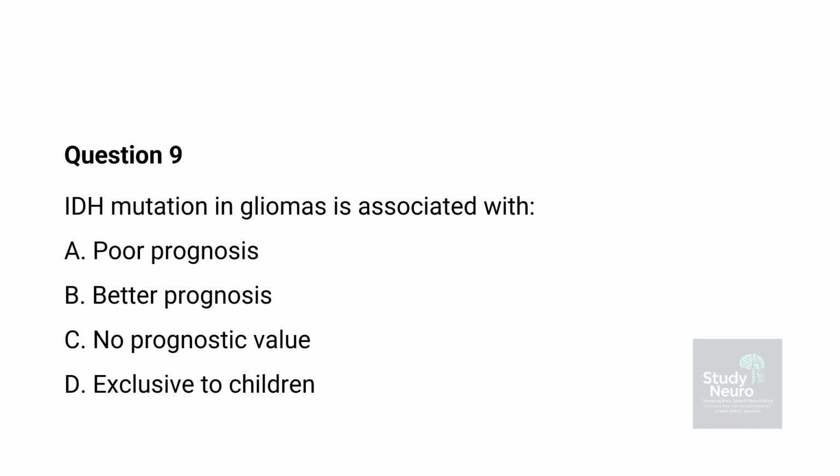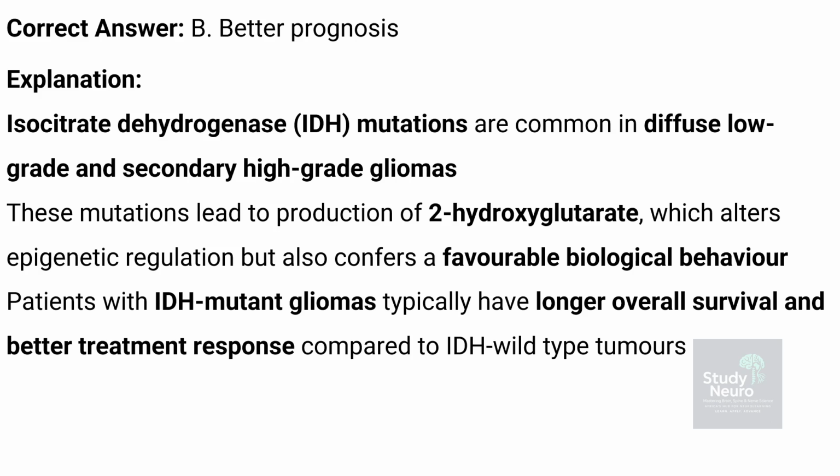Question 9. Isocitrate dehydrogenase mutation in gliomas is associated with A. Poor prognosis, B. Better prognosis, C. No prognostic value, or D. Exclusive to children? The correct answer is better prognosis.